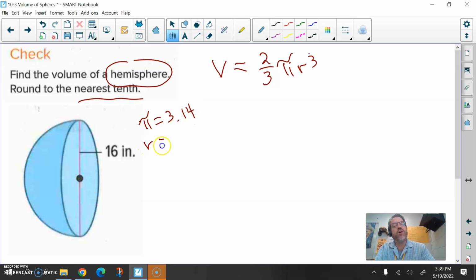But what is our r value, or our radius? In this picture, what's shown here is the diameter. It's going all the way across this circle. So if 16 inches is the diameter, the radius would be half of that, which is 8 inches. So we're going to put that in for r. So let's go ahead and plug everything in. Volume equals 2/3 times pi, 3.14, times r, which is 8, cubed.